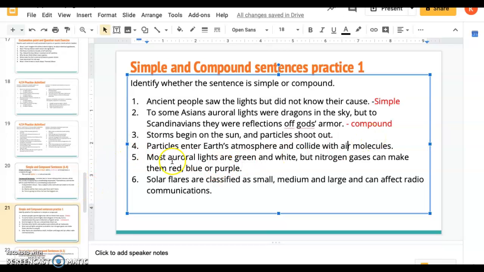All right, so we're going to move on. You're going to complete 3, 4, 5, 6 on your own, deciding if it's simple or compound.